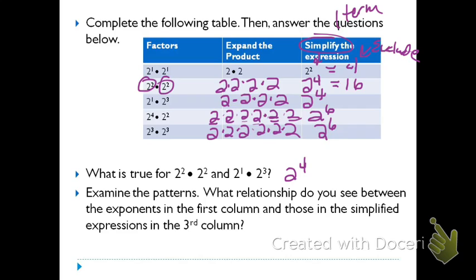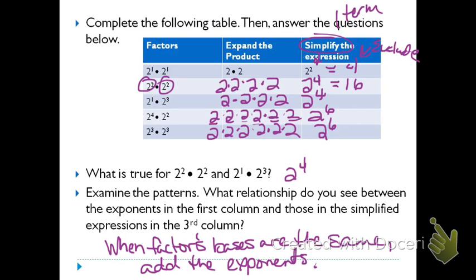So what's the pattern that you see? And what relationship do you see between the exponents in the first column and those in the simplified expression in the third column? Do you see that you just simply add the exponents together? So you can summarize that observation. When factors' bases are the same, factors meaning numbers that you multiply together, you add their exponents to simplify them.